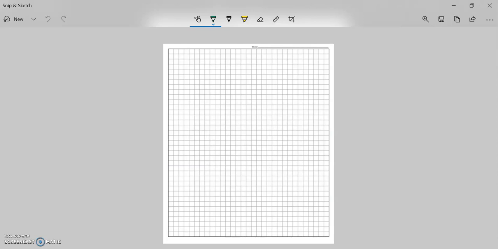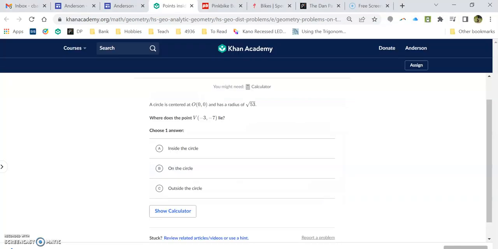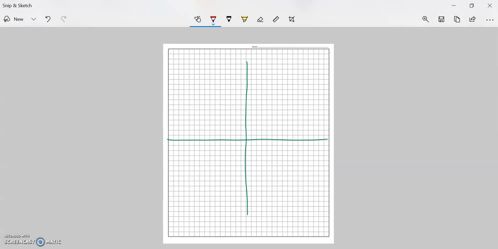Okay, so first, let's make a coordinate grid. Change to red. The question is reading: we have a circle that's centered at 0, 0 and has a radius of square root of 53. So here's our center. And square root of 53 is just over 7. So 1, 2, 3, 4, 5, 6, 7. Somewhere right around there.